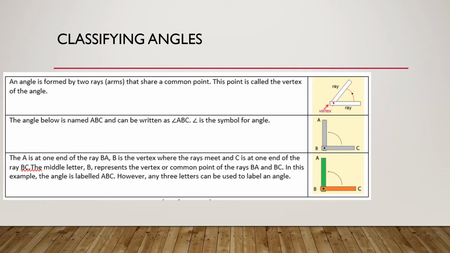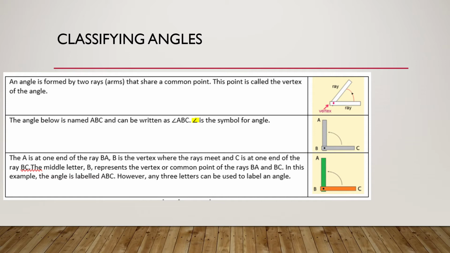An angle is formed by two rays, which are arms, that share a common point. This point is called the vertex of the angle. The angle beside there is named ABC, and it can be written as angle ABC. If you see this symbol just here, it is a symbol for angle. So we use that in front of A, B, C.